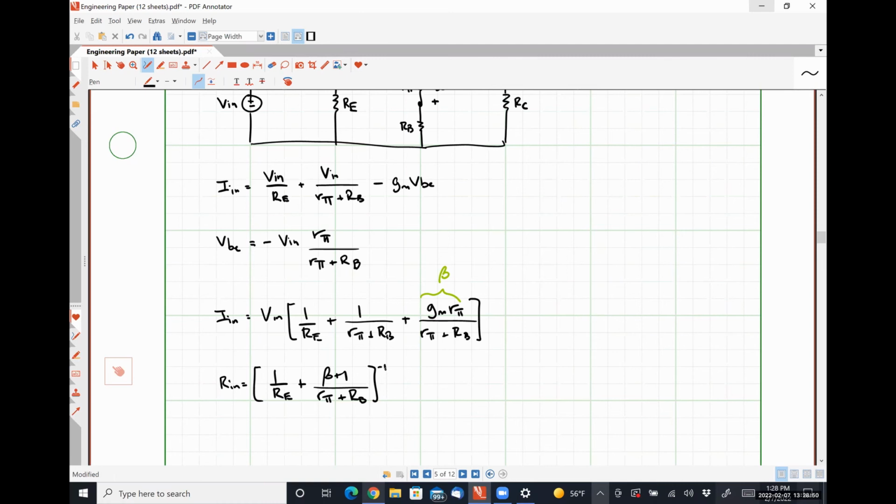Anybody have any questions here? Beta plus 1. Yes. If GM R pi is beta, and these have the same denominators, then I'm just lumping these two terms together. So that's just beta plus 1 over R pi plus RB. All right, output resistance. What do you think this is going to be? RC, absolutely right.